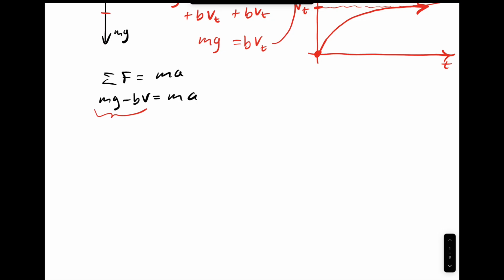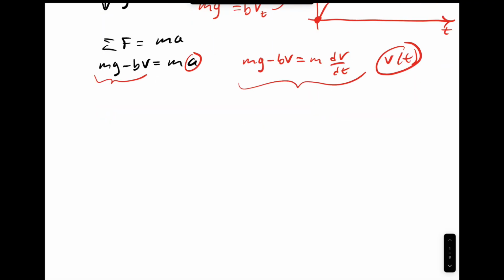Now the other insight you need for solving this is to say mg minus bv is equal to m times dv/dt. We're making a note that the acceleration is actually the derivative of velocity. So now I have an equation, and my equation doesn't have two separate variables in it. It's basically got a v and a rate of change of v. So they're related to each other through time. And remember what we're trying to do? We're trying to find the function v of t. That's what we're actually looking for. So let's continue.